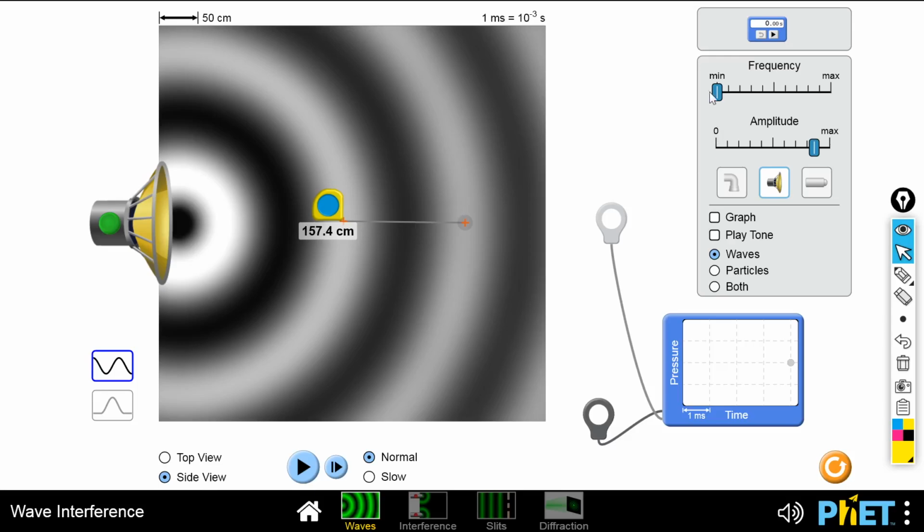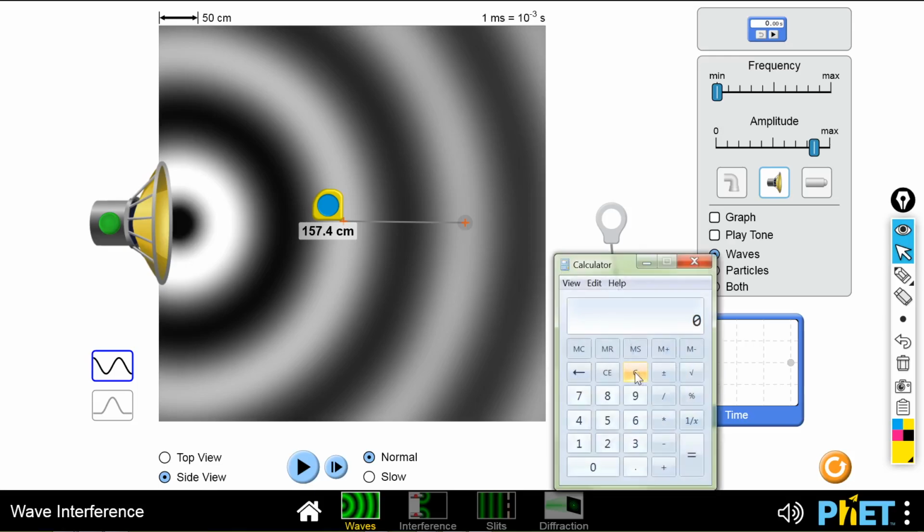So for this low frequency sound, then the wavelength would be this distance, which would be 6. Let me make sure I'm doing that right. Let me bring up my calculator. So 157.4 centimeters divided by 2.54, or was it 2.4? I think it's 2.54 equals, oh no, that's 61. Yeah, see, I knew I got a factor of 10 off there. So this sound has a wavelength of 61 inches, which is about 5 feet.